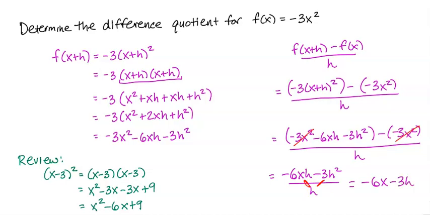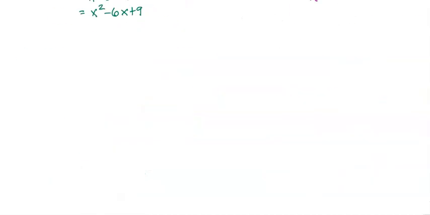So from the h squared, one of the h's is canceled. So our difference quotient for the function f of x equals negative 3x squared will be negative 6x minus 3h. So this was for a quadratic function.